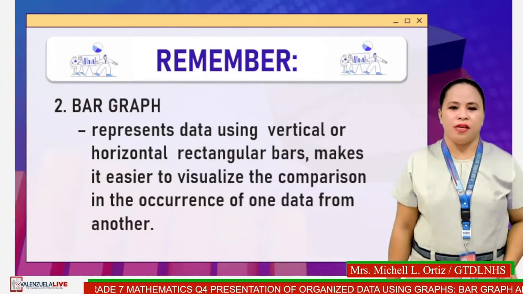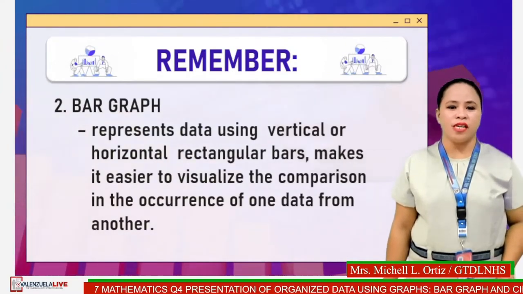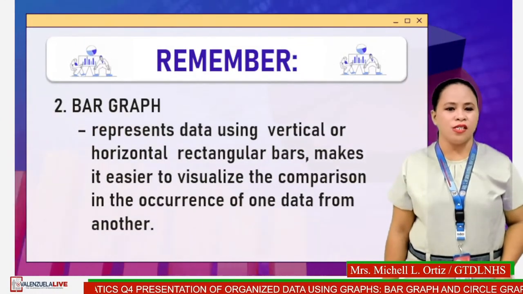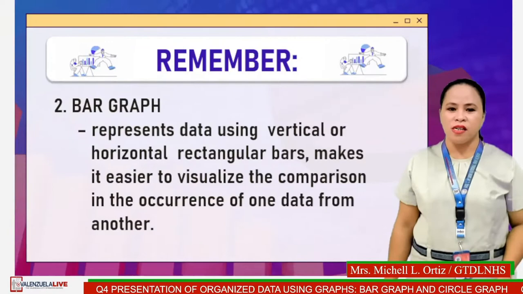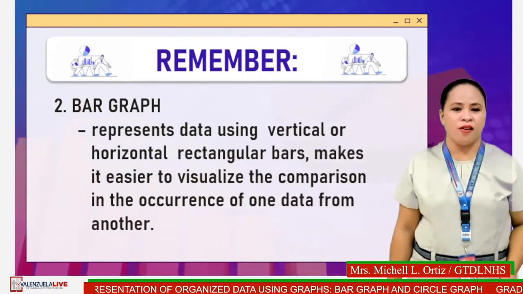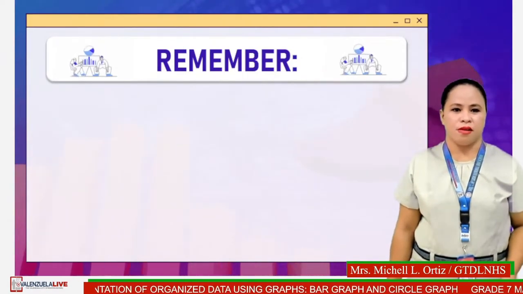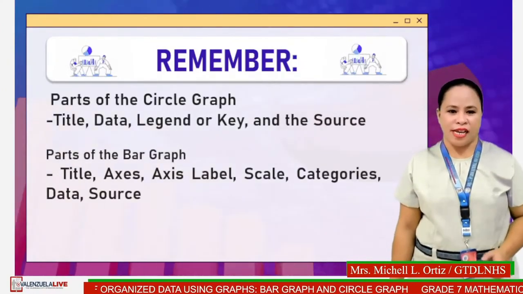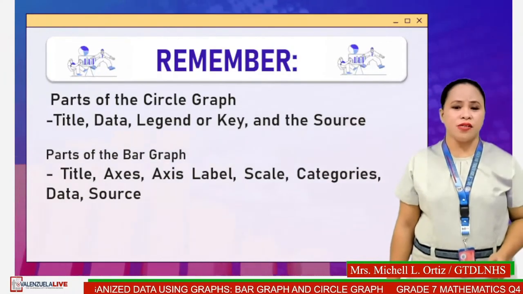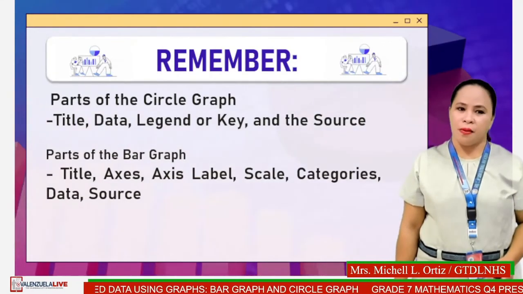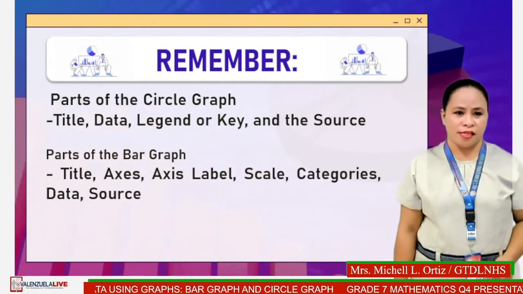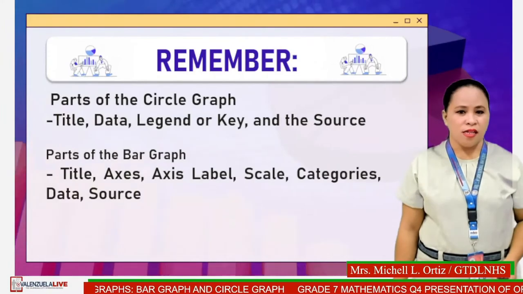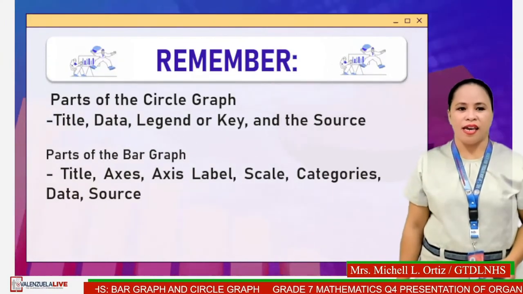Bar graph represents the data using vertical or horizontal rectangular bars. Makes it easier to visualize the comparison of the occurrence of one data from another. Parts of the circle graph are the title, data, legend or key, and the source. The parts of the bar graph are the title, axis, axis label, scale, categories, data, and the source.